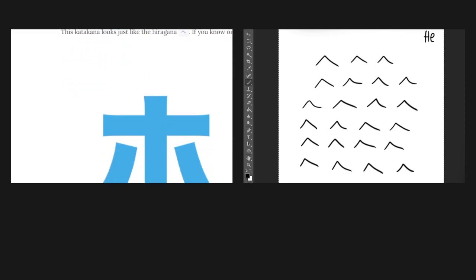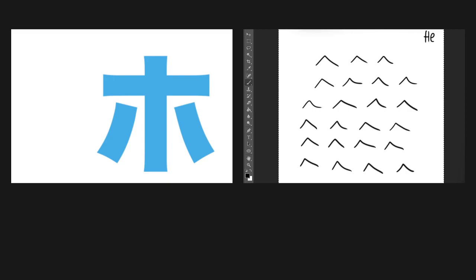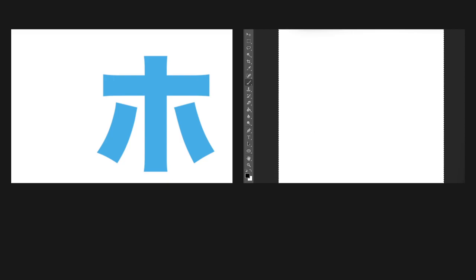Okay, this one is he, and it looks actually identical to the he from hiragana. Hiragana is the Japanese, katakana is foreign. So this katakana looks exactly like the hiragana. For once, you don't have to learn a second letter.